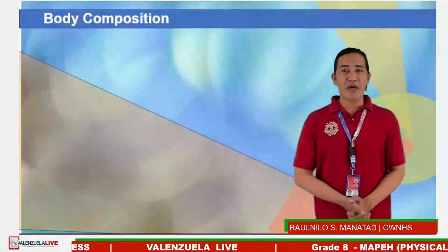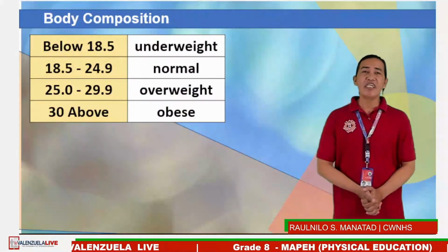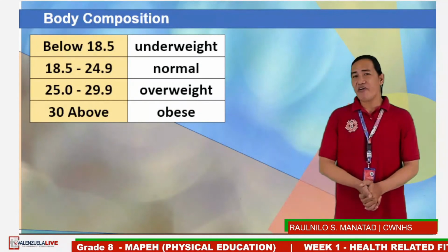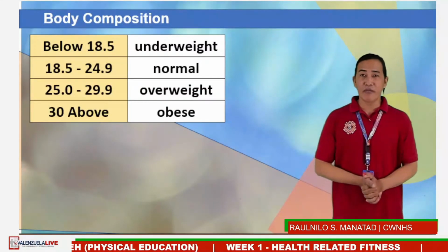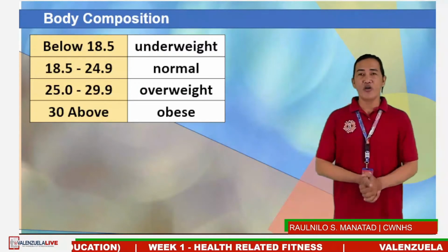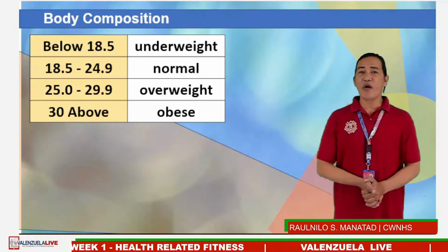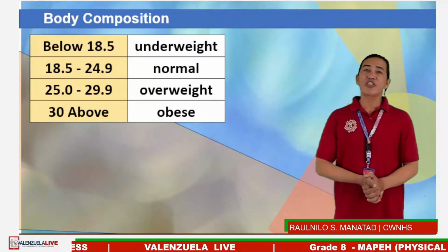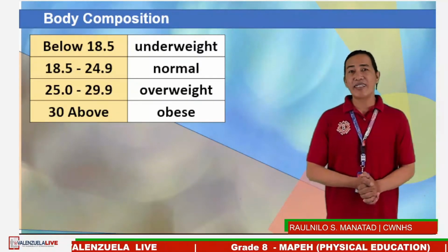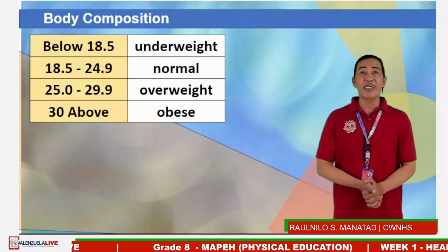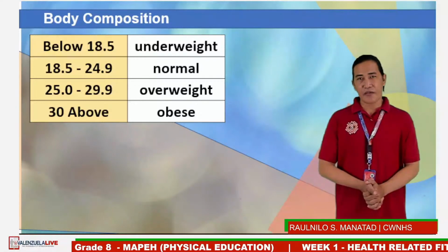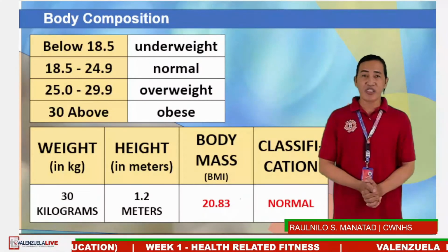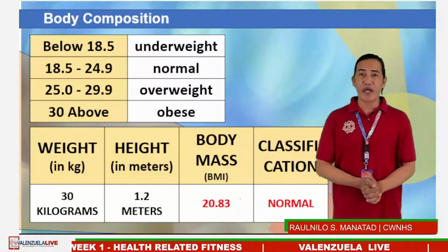To classify your BMI, use the following. Below 18.5 is underweight. You need to increase your BMI. 18.5 to 24.9 is normal. Your goal here is to maintain your BMI. 25 to 29.9 is overweight. You need to reduce your BMI. 30 and above is considered obese, and this is very risky and on the red line in health-related fitness. Going back, the BMI of 20.83 is normal because it is in between 18.5 to 24.9.